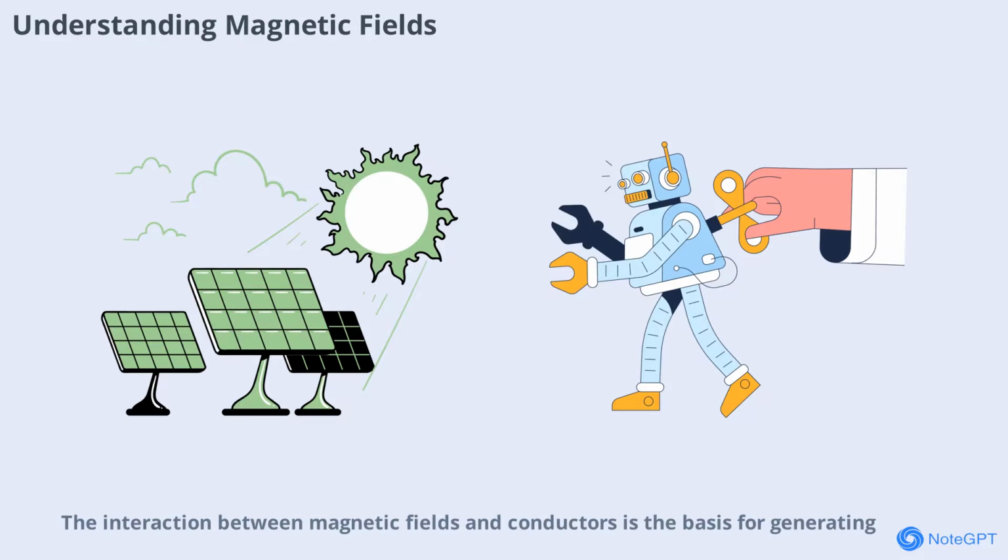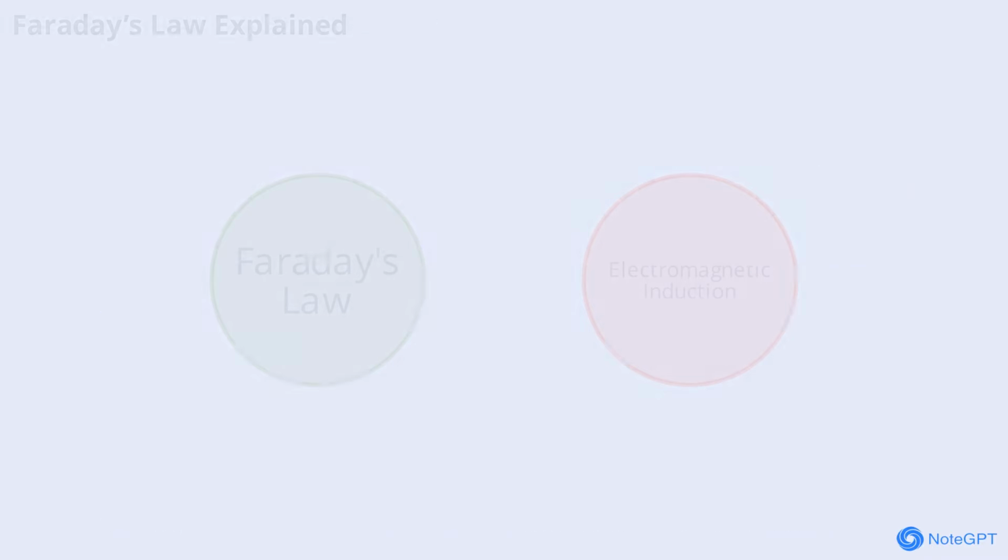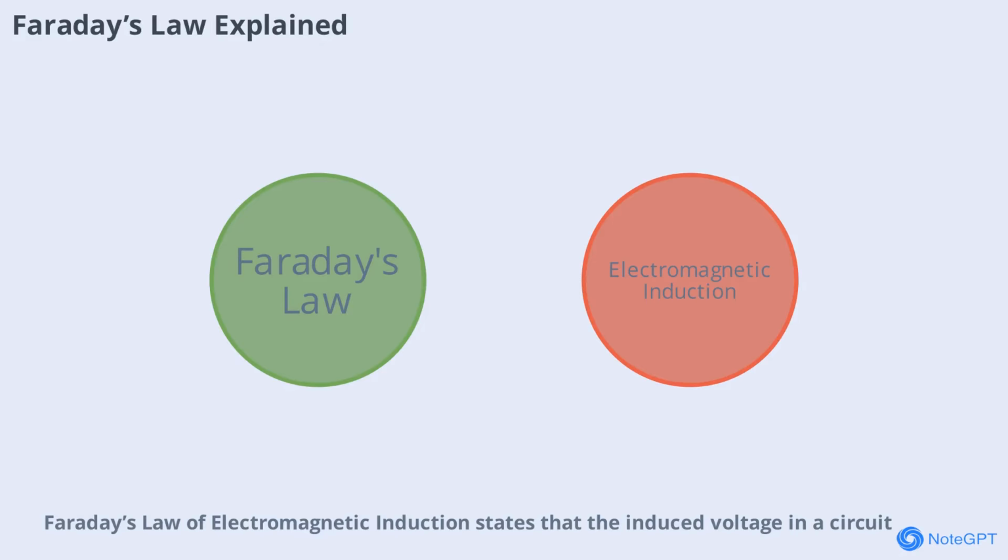This movement of electrons is what we call electric current. The interaction between magnetic fields and conductors is the basis for generating electricity in power plants and for the operation of many electrical devices. Faraday's law of electromagnetic induction states that the induced voltage in a circuit is proportional to the rate of change of the magnetic flux through the circuit.